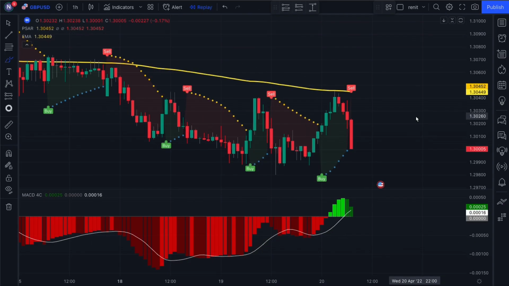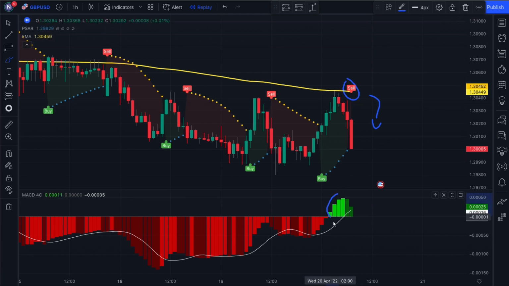Okay, and here's an example of a short trade that you should not take. We see the price action is moving below the 200 EMA line, which is good. We also get a sell signal from the PSAR indicator, but our final condition is not met because the MACD indicator is not red, so we won't be taking this trade.